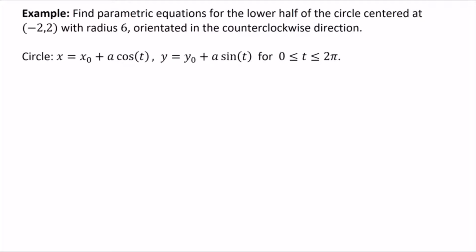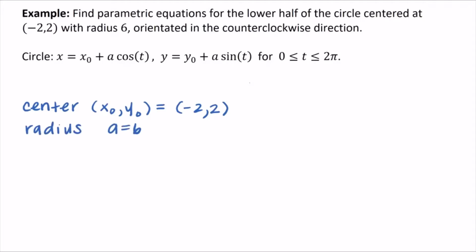Recall that we can parameterize a complete circle using the parametric equations x equals x0 plus a times cosine t, and y equals y0 plus a sine t, for 0 less than or equal to t less than or equal to 2 pi. In our case, the center of the circle, (x0, y0), is equal to the point (-2, 2), and the radius gives us a equals 6.